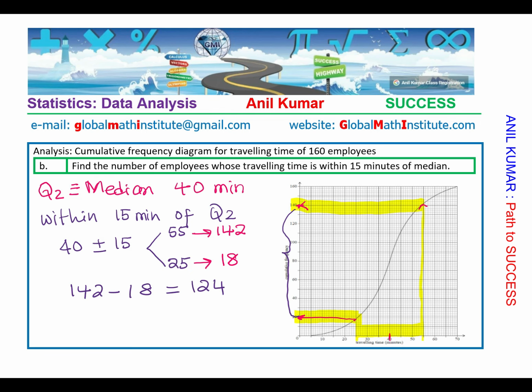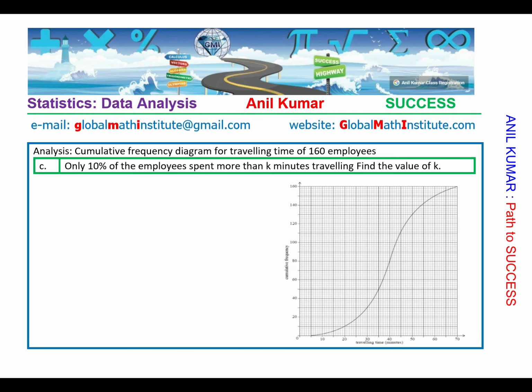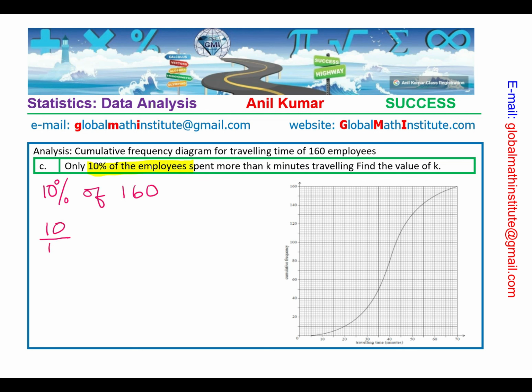Let's move on to the part C, which is only 10% of the employees spent more than k minutes traveling. Find the value of k. So we have to now find 10% of the employees. So what is 10% of employees? So basically it is 10% of 160, right? Which is 10 over 100 or 0.1 of 160, right? Which is 16.